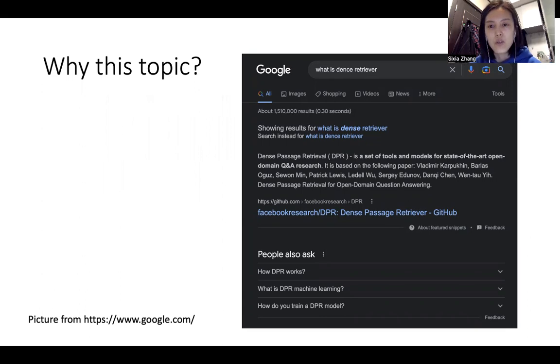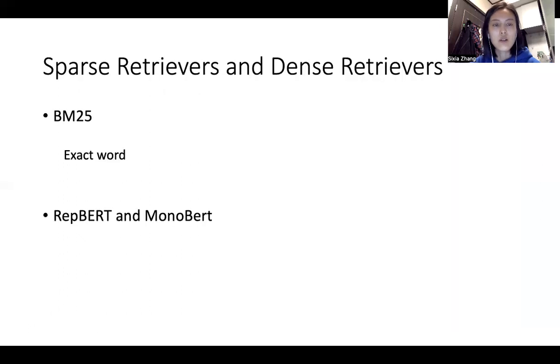For example, we type "dense" with C instead of S, but we still get the expected answer from the Google search engine. So this is a really good performance from the algorithm. What is the algorithm behind it? It is the retrieval algorithm. There are two kinds of retrievers. One is the sparse retriever, such as BM25.